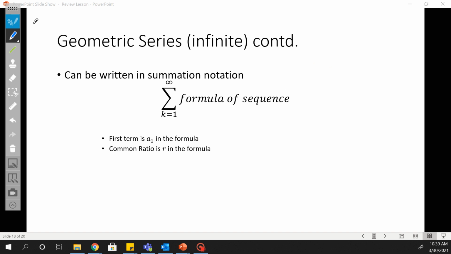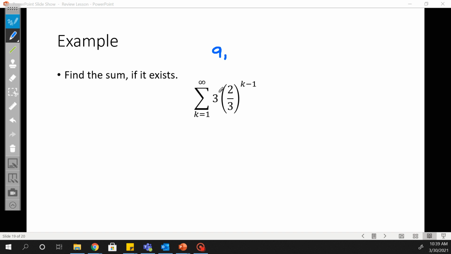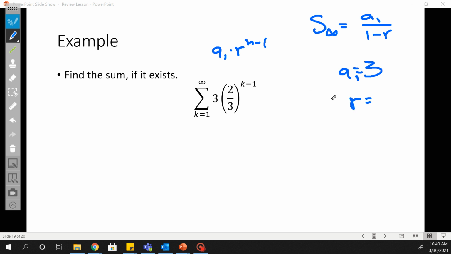So let's take a look at an example for this. Find the sum if it exists. Okay, so remember, this is the formula, a1 times r to the n minus 1. They use k here, doesn't really matter. So remember my series formula, a1 over 1 minus r. So I need the first term. I can very easily pick that out, that's 3. I need the ratio, which is 2 over 3. Now, this sum does exist because 2/3 is between -1 and 1. So I can use the formula here.